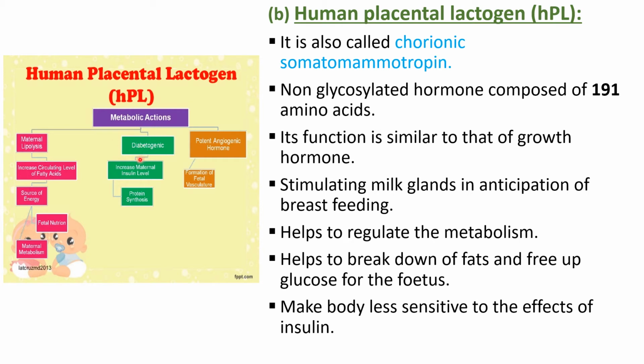Then HPL also acts as diabetogenic, I mean increasing the sugar levels in the maternal blood. Because the developing fetus must be supplied with energy, I mean supplied with nutrients, this hormone ensures the increasing level of the sugar in the maternal blood. Here that sugar is utilized by the fetus for its development. Of course, that helps to break down fats and free up glucose for the fetus. That is what I explained from this diagram.